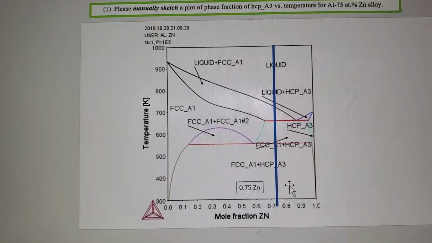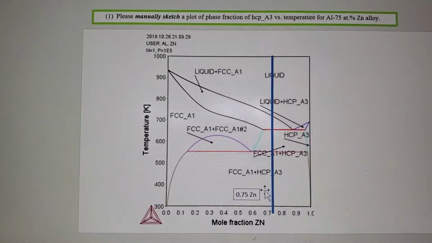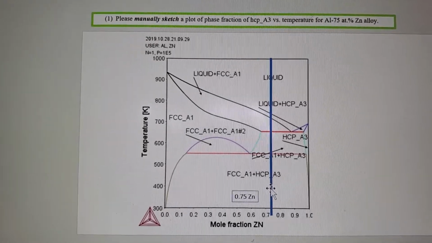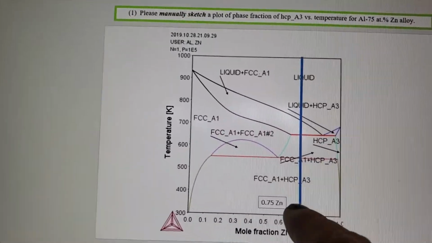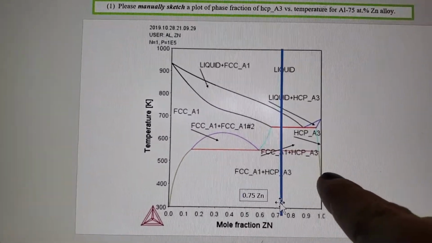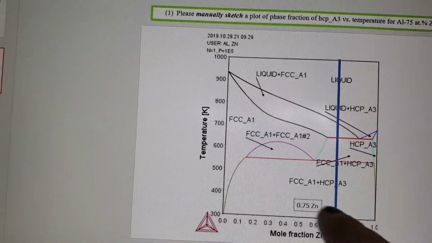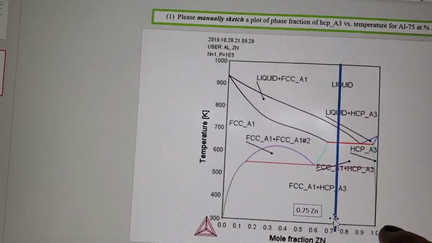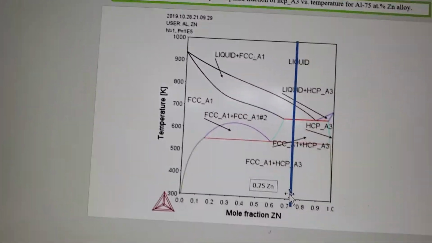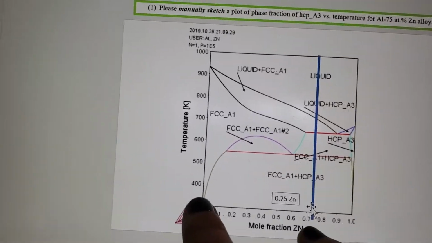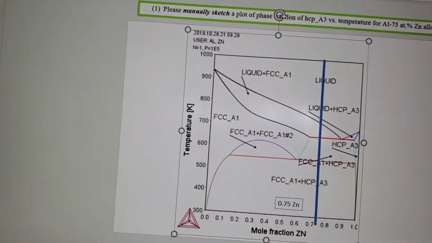And one thing that helps me with the lever rule is whatever side the line is closest to is the majority of the percentage. So here we have the line closer to HCP A3 than it is to FCC A1. So we know we're going to have a larger percentage of the HCP A3 phase because the lever rule uses the opposite length divided by the total length from left to right.